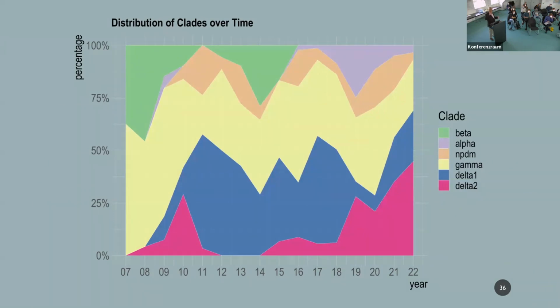This is a graphic of the distribution of the percentage over time of these different clades, okay? The main takeaway here is, while some clades were persistent across that 15-year period shown, some of them emerged and re-emerged later. In the past 2 years, the most common clades are Delta 1, Delta 2, and gamma, with a slight detection of alpha and NPDM. The proportions change, and some of them go away, some go away forever, and which ones are persistent is what we're going to try to get at. And can we predict it?